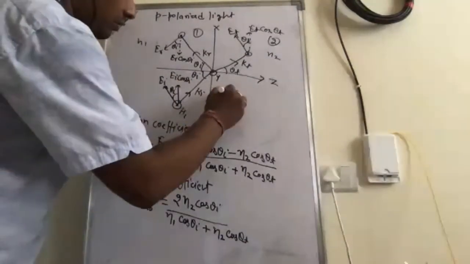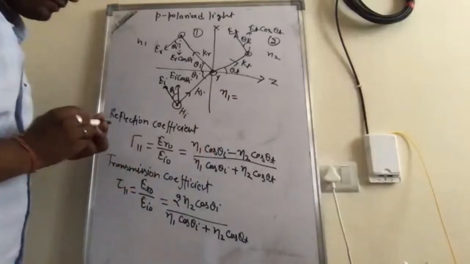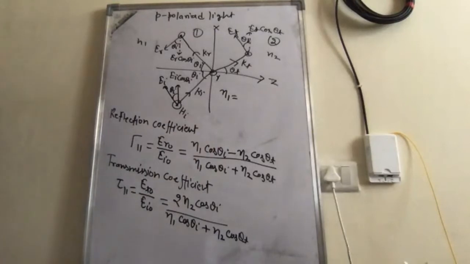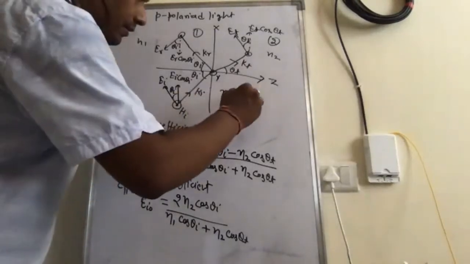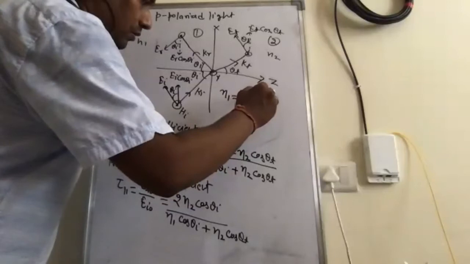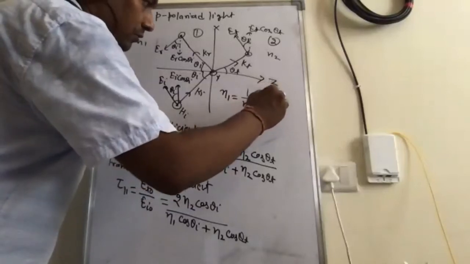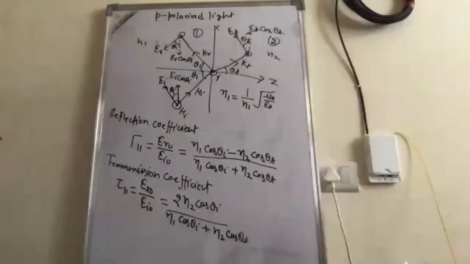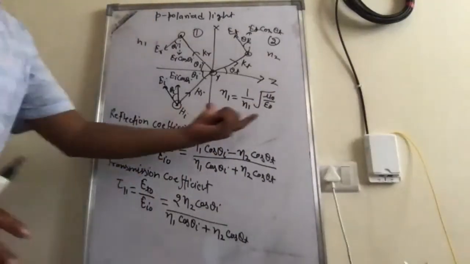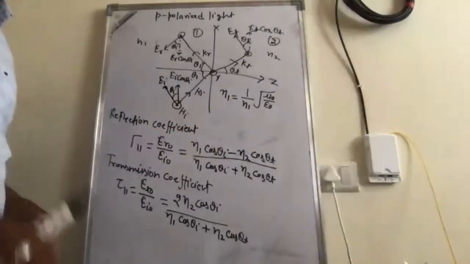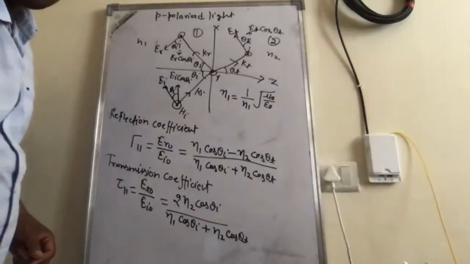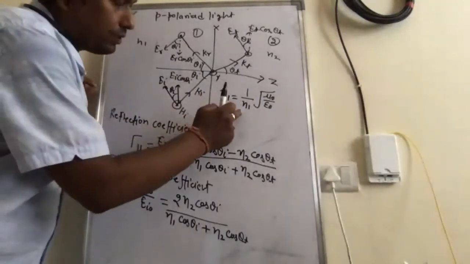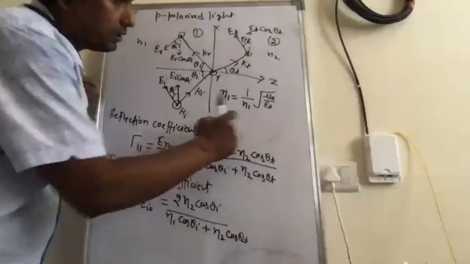So for example, eta 1 is equal to 1 by n1, root of mu 0 by epsilon 0. This one? Yes, yes, sir. So yes, this is correct. There is no under root n1. Someone was telling that under root n1. So this is the relation.